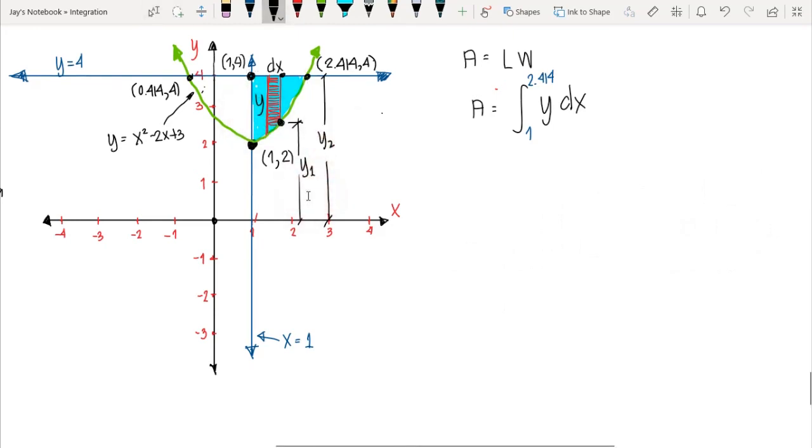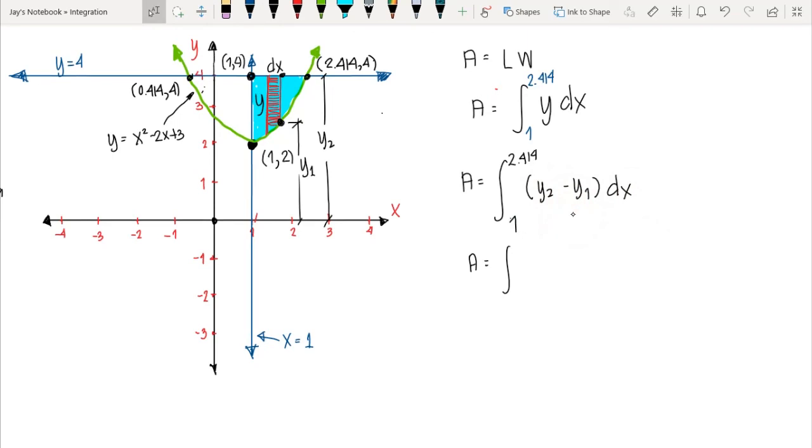So we have our area equal to the integral of y sub 2 minus y sub 1 dx, and the limit is from 1 to 2.414. Now, since we are integrating with respect to x, we need to change this y variable to a function of x. Now, our y sub 2 here, take note, touches the line y equal to 4, correct? So therefore, our y sub 2 is equal to 4.